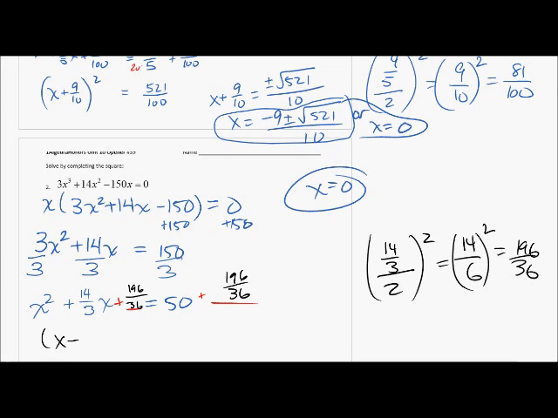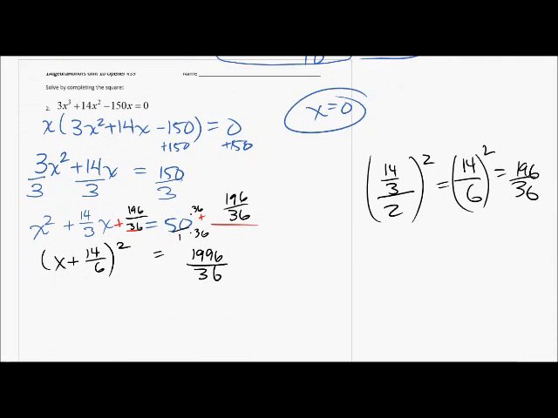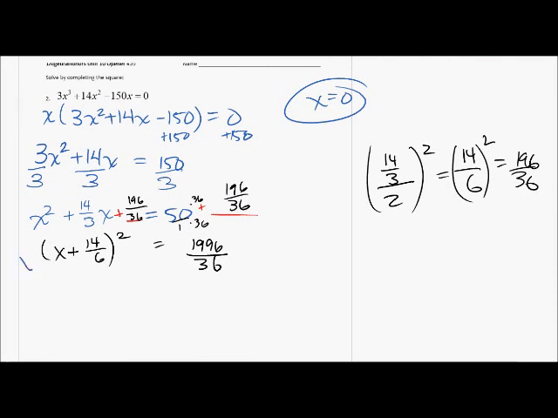So this becomes x plus half of b, which is 14 sixths, squared, equals, to get my 150 over 36, I multiply top and bottom by 36. 150 times 36, 1800. So this becomes 1996 over 36. And now I can solve that by taking the square root of both sides. X plus 14 sixths equals plus and minus the square root of 1996 over 6.